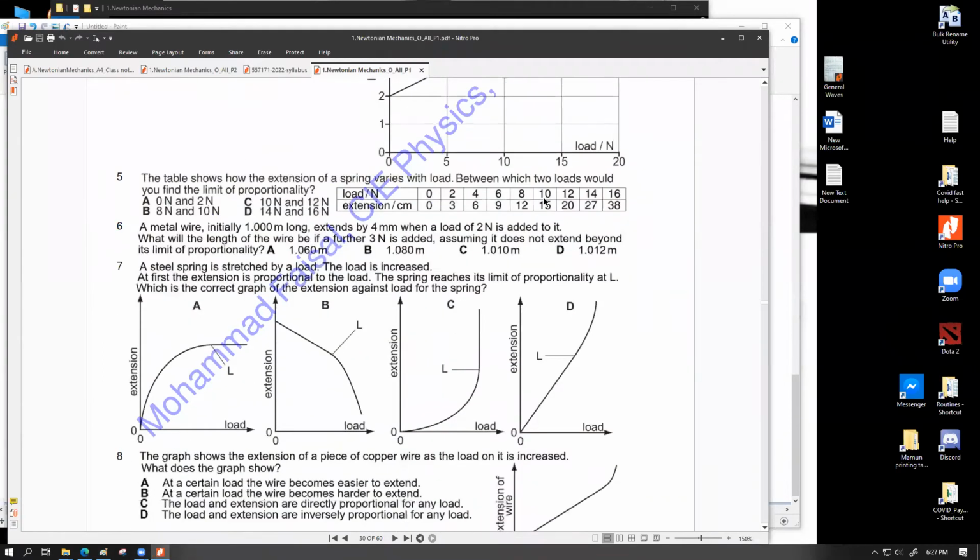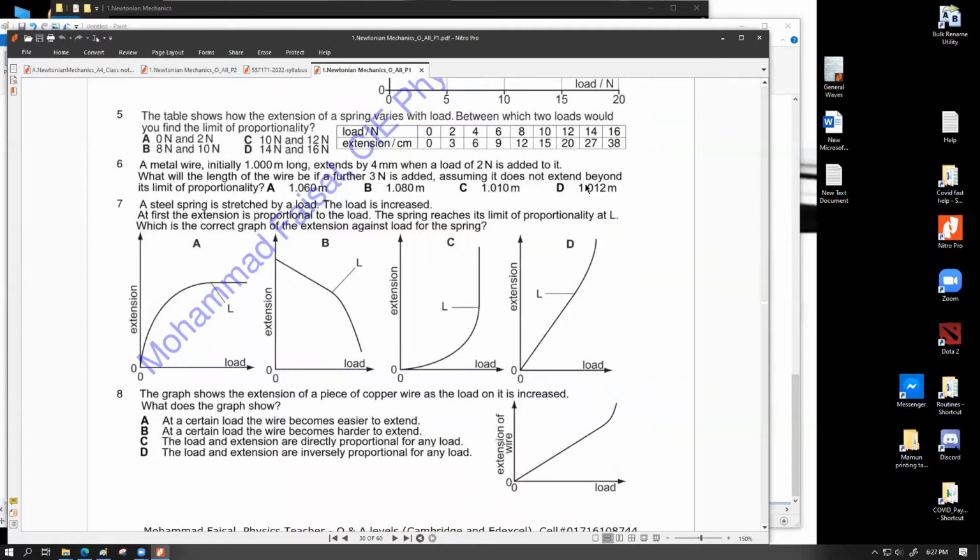Number 7, which one do you think is the correct response? D. D is the correct response. Number 8. A.